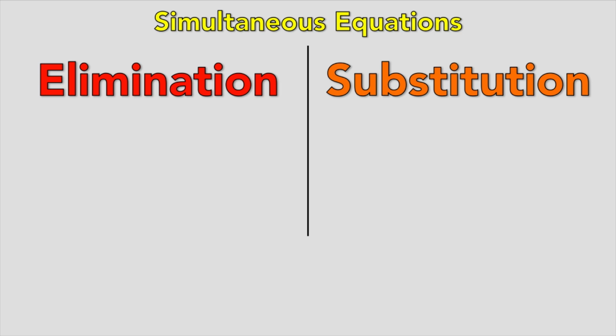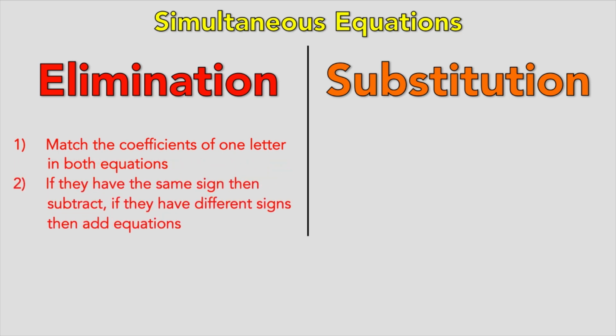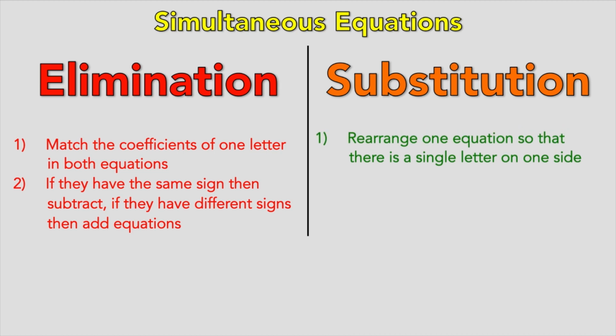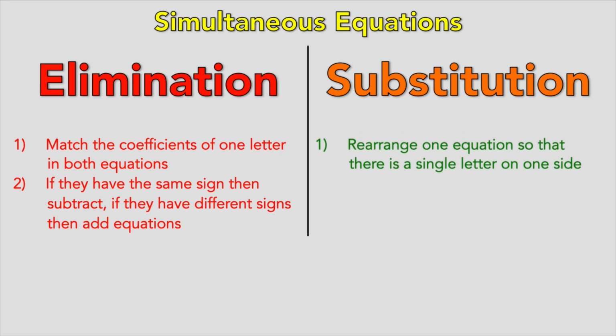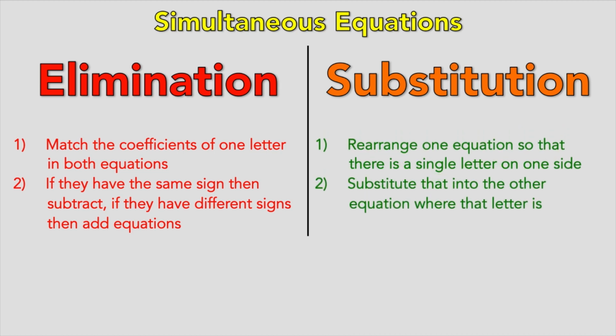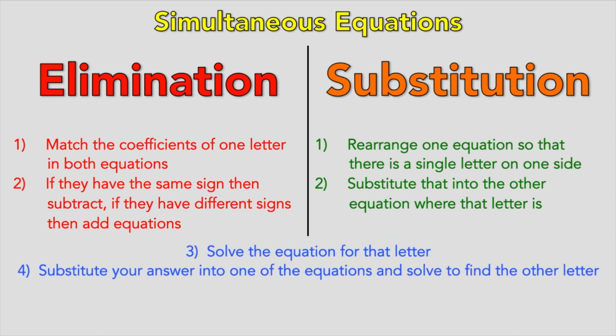However, with elimination, the first step is to match the coefficients of one letter in both equations, and then if they have the same sign, then subtract. If they have different signs, then add the equations. Whereas with substitution, you rearrange one equation so that there's a single letter on one side, and then substitute that into the other equation where that letter is. Step 3 is the same for both. You solve the equation for that letter. And then step 4 is the same for both, which is substituting your answer into one of the equations and solve to find the other letter.